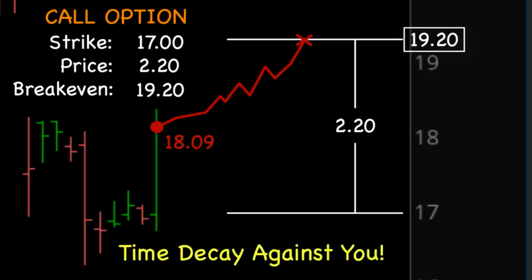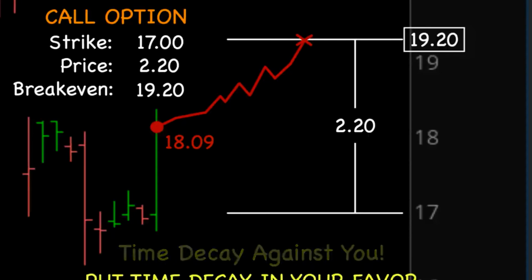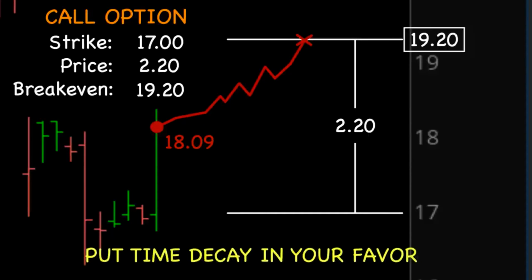Options are constantly decaying as time passes. This is exactly why we don't trade options in this way. We never buy options as a way to guess direction of the underlying stock. We actually trade them in a way to take advantage of this time decay, and you're going to learn these strategies later on in this course.